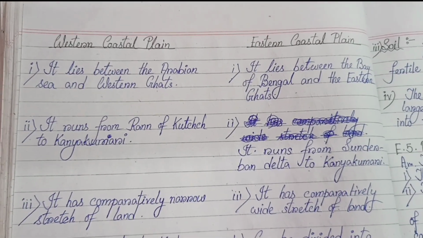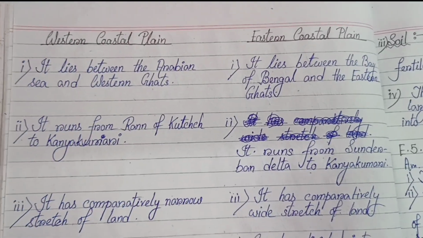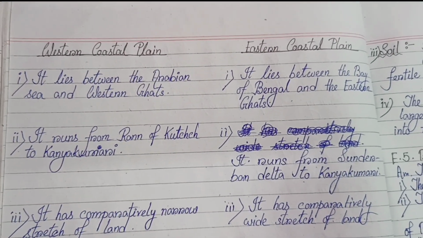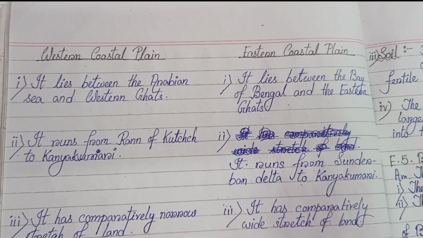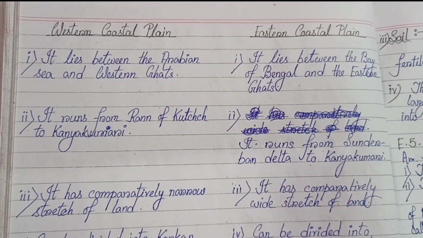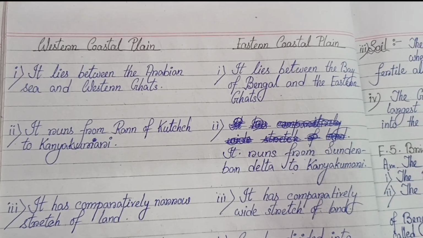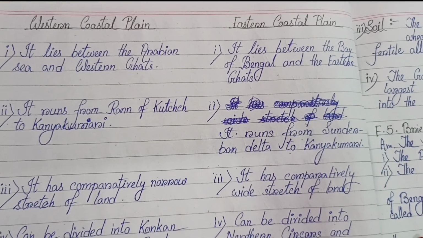Western coastal plain and eastern coastal plains. Number 1, the western coastal plain lies between the Arabian Sea and the Western Ghats. Number 1, under the eastern coastal plain, it lies between the Bay of Bengal and the Eastern Ghats. Number 2, the western plain runs from the Rann of Kutch to Kanyakumari. Number 2, the eastern plain runs from the Sundarban Delta to Kanyakumari.